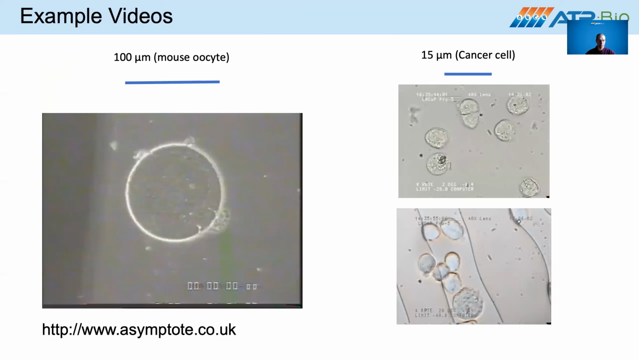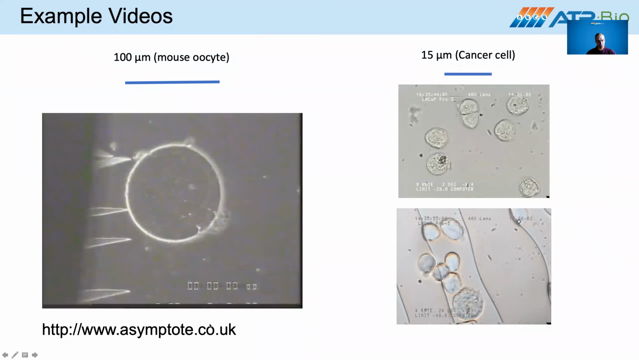So what does this look like? These are some examples, and don't take these scale bars too seriously, but these mouse oocytes are much larger, around 100 microns, and the cancer cells are more like 10 to 15. So this is a little bit off, but you can tell there's an order of magnitude difference in size. The mouse oocyte here is something I took off a website from John Morris's group, Asymptote, which was recently purchased by GE a couple of years ago.